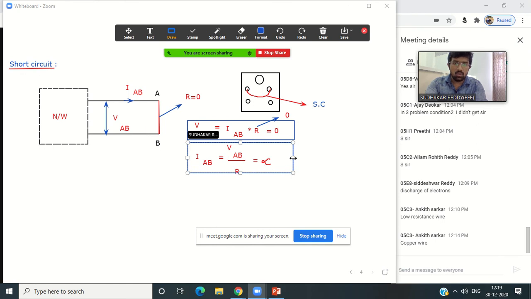Heat dissipation means, indirectly, what? It is due to the number of collisions, right? When the number of collisions increases, current increases. Good, Ankita. So if the current increases, that leads to a large amount of heat dissipation.